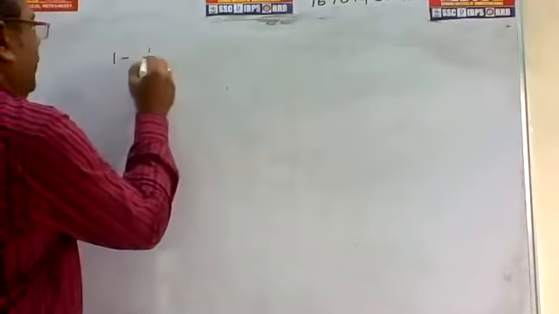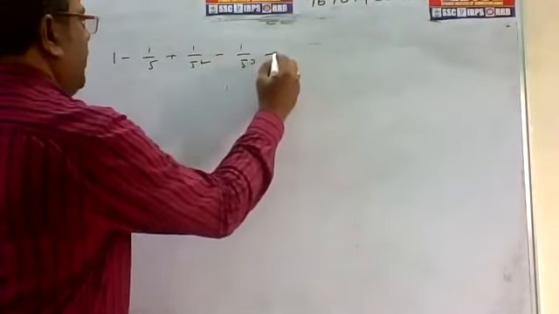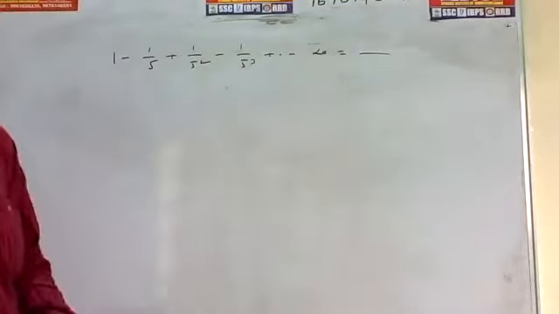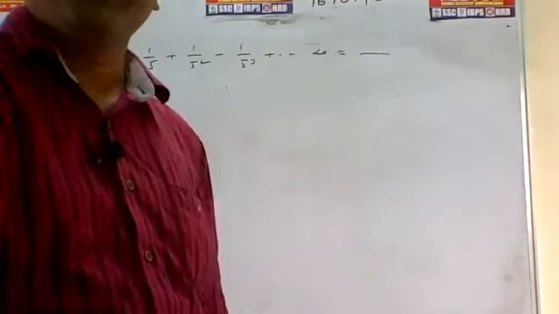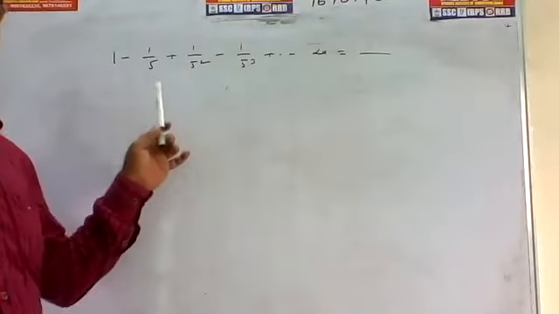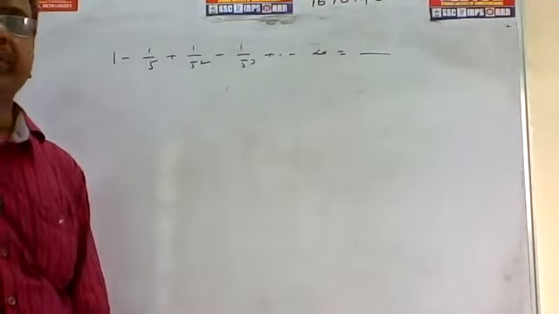One minus 1 by 5 plus 1 by 5 square minus 1 by 5 cube plus so on is equal to dash. Next one. 1 minus 1 by 5 plus 1 by 5 square minus 1 by 5 cube plus so on is equal to dash.